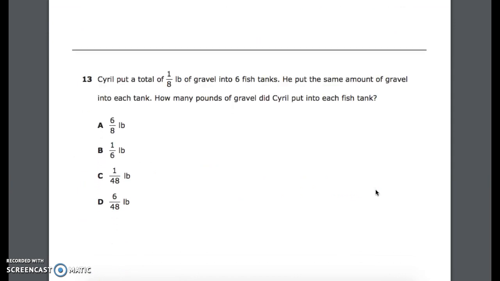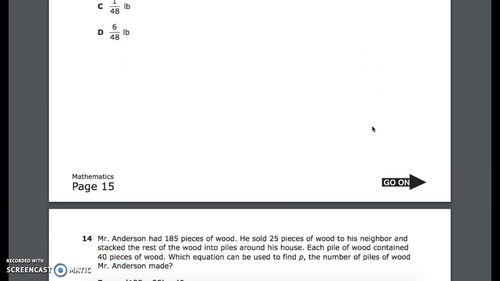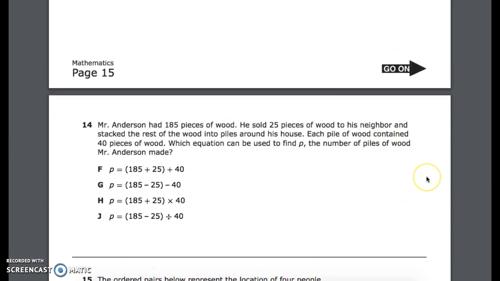Number 13. Cyril put a total of 1/8 pound of gravel into 6 fish tanks. He put the same amount of gravel into each tank. How many pounds of gravel did Cyril put into each fish tank? Number 14. Mr. Anderson had 185 pieces of wood. He sold 25 pieces of wood to his neighbor and stacked the rest of the wood into piles around his house. Each pile of wood contained 40 pieces of wood. Which equation can be used to find P, the number of piles of wood Mr. Anderson made?